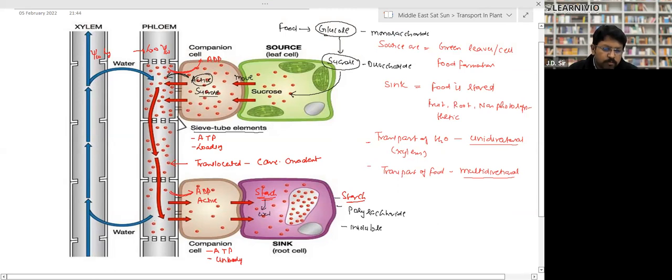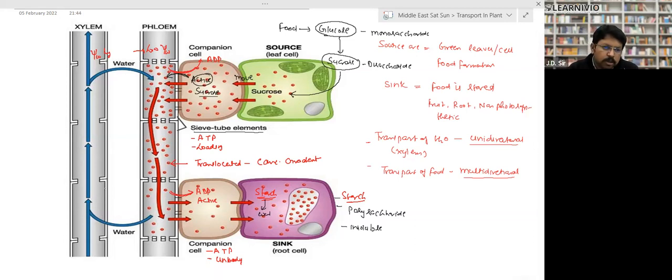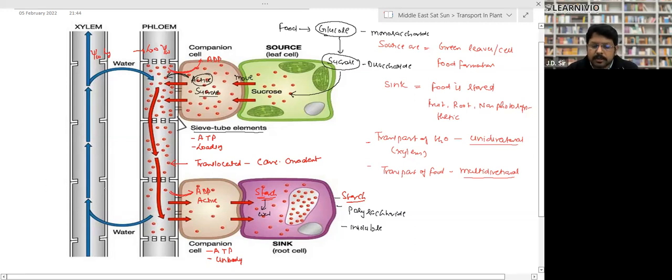Now this water moves back to where? To the xylem element, right? So the water leaves the food over here and comes back to the xylem. That's how the transport of food takes place from the source toward the sink. This is called the source-sink theory. This is also called the mass flow hypothesis. Is it clear or not?